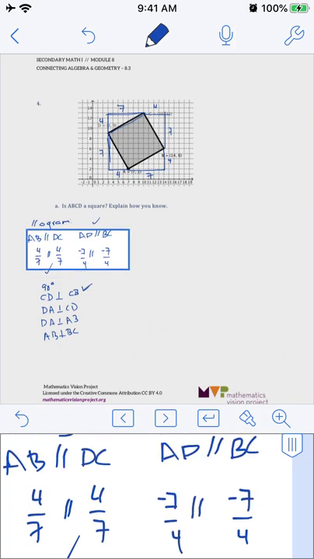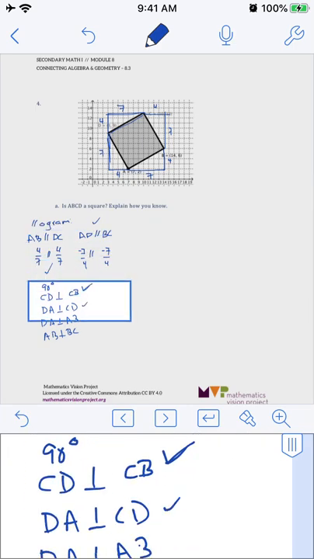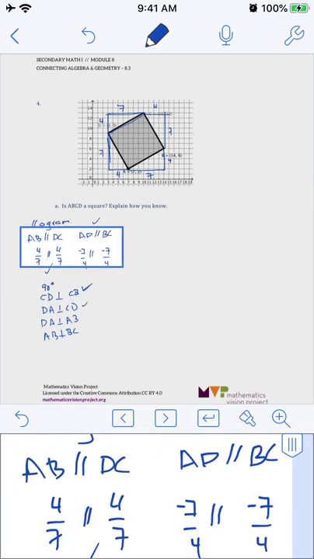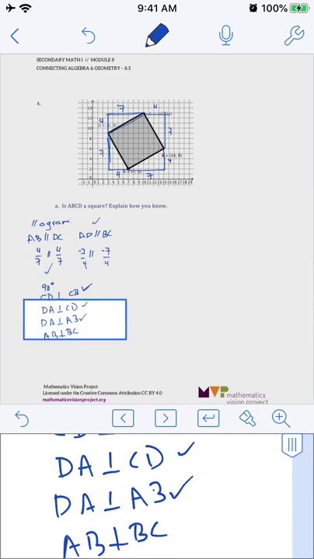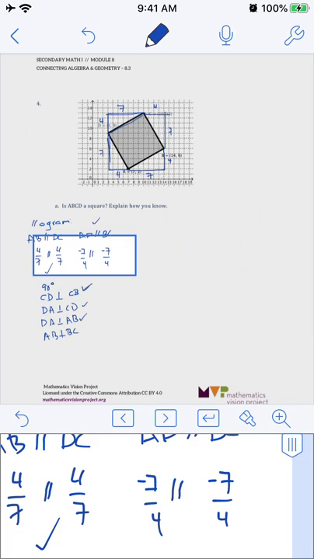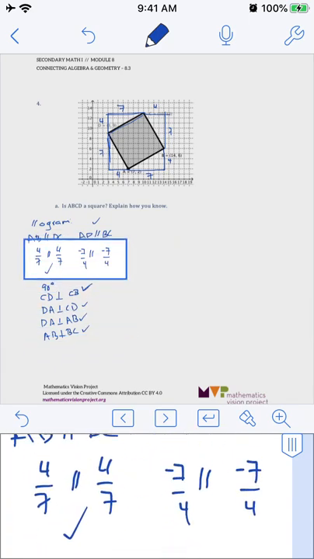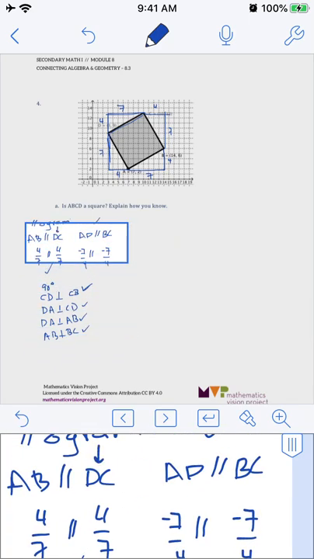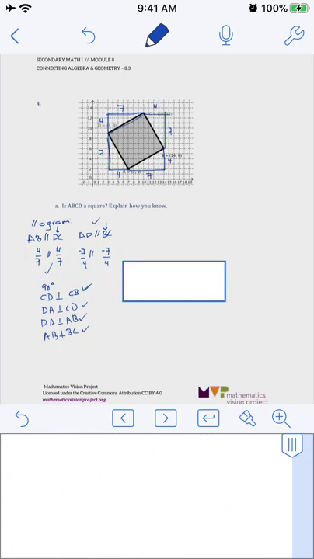AD, or others known as DA, to CD, check. And then DA, to AB, check. And the last pair, check. So what I'm just checking is when I say CD and BC, I'm checking opposite reciprocals or negative reciprocals. Are they, in fact, negative reciprocals? And they are, so I put a check mark by 90 degrees.